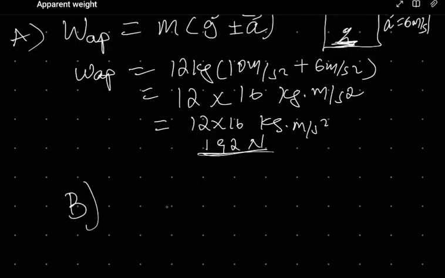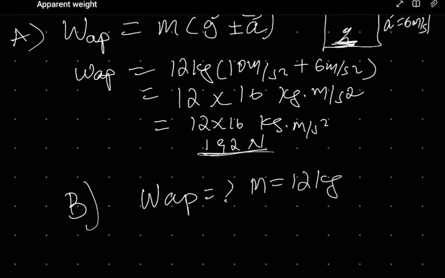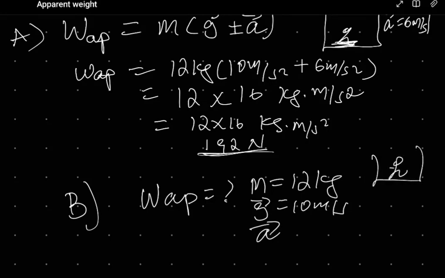For part B, we are again looking for the apparent weight. The mass is 12 kilograms, the gravity is 10 meters per second squared, and the elevator, with the mass inside it, is accelerating down at an acceleration of 6 meters per second squared.